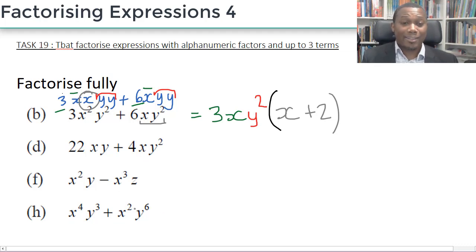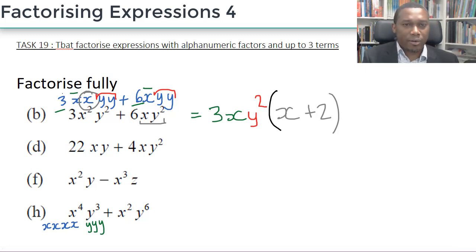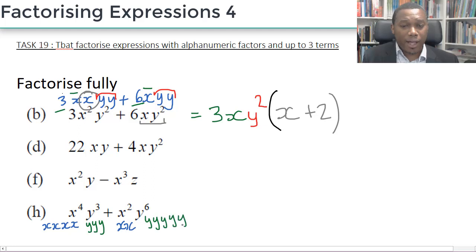Oh boy, look at H. Look at that. I'll write it the long way just for clarity, and hopefully you spot the patterns. X to the power 4. What is that? That's 1, 2, 3, 4 x's, and then y cubed, that's 3 y's. Then for the second part, x squared is an x and an x, and then the y to the power 6. My goodness, 1, 2, 3, 4, 5, 6. You're thinking it's hard work, but it doesn't take that long.